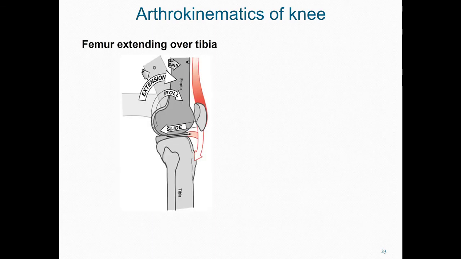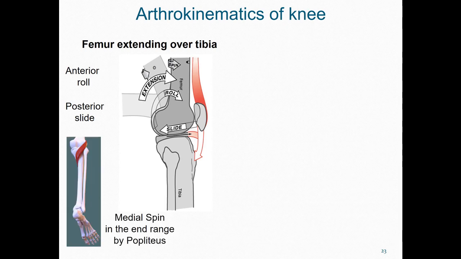Let's look at the arthrokinematics at the knee. We'll start by considering femoral on tibial knee extension. In the diagram here, we're looking at the right leg. The accessory movements of the femur that facilitate the congruency of the knee are anterior roll and posterior slide. As we move towards full extension in this motion, we also see a medial spin of the femur relative to the stationary tibia. This medial spin of the femur is facilitated by the popliteus.